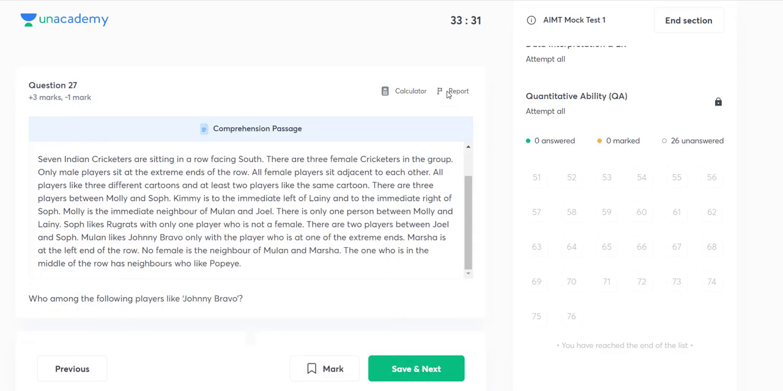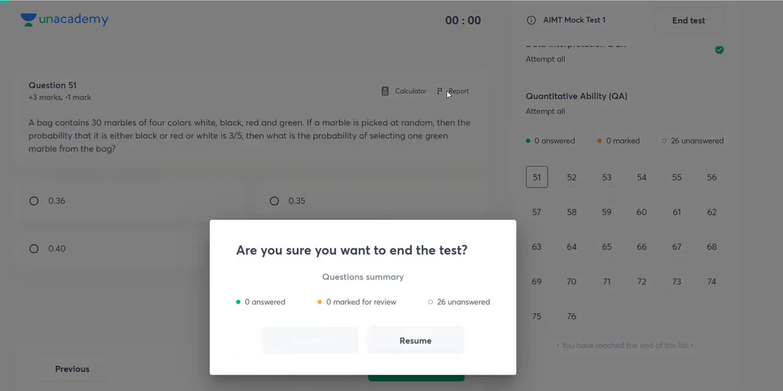Okay everyone, today we are going to start on the academy test. Okay, so one second, hold on. Let's go to the quant section.